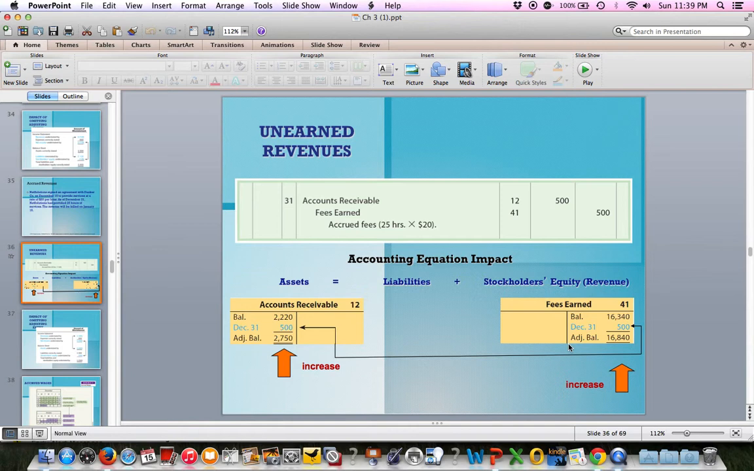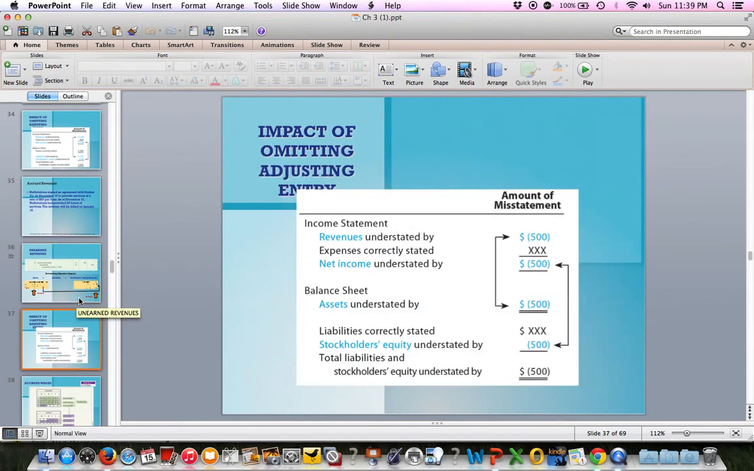And you can see what the entries are down here, how they posted them to the T accounts. You can see what would happen then if we omit that. If we omit that, revenues would be understated and then net income would be overstated.